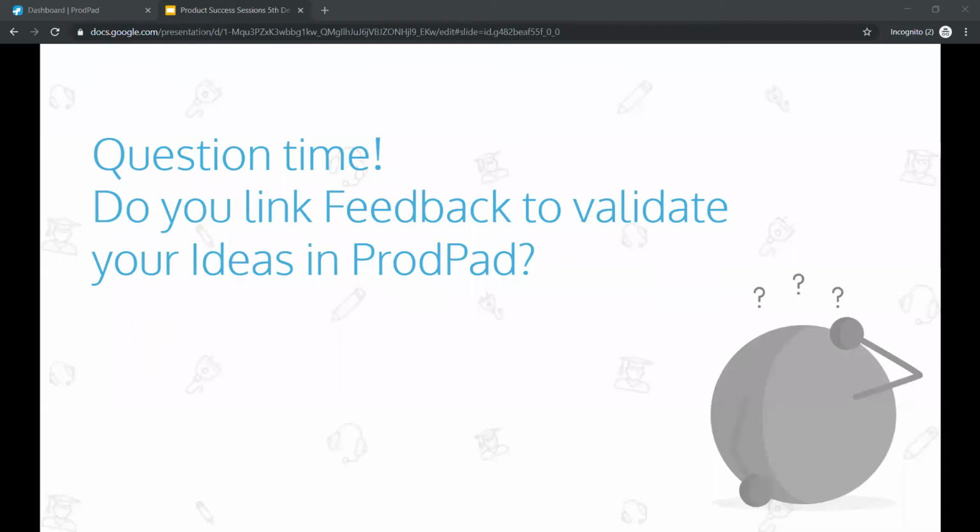So I think the difference between an idea and feedback is more about how they're treated. So with an idea, you just want one of it. With feedback, you want multiple to build up that evidence base.